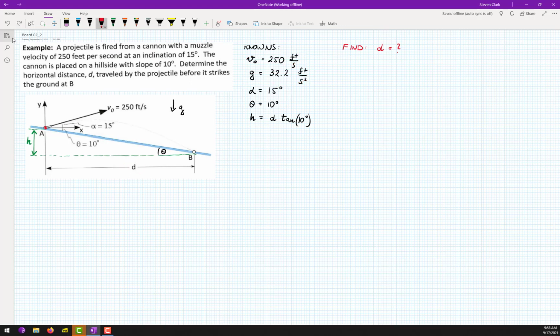By the way, before coming here, I also defined this parameter h. And that parameter is obviously d times tangent 10 degrees, based on this triangle. Based on this triangle, we can come up with this expression. Okay, so let's find the solution.